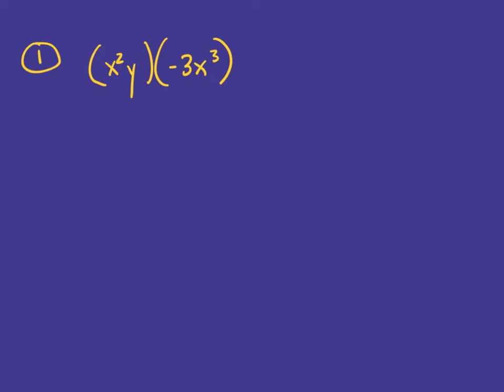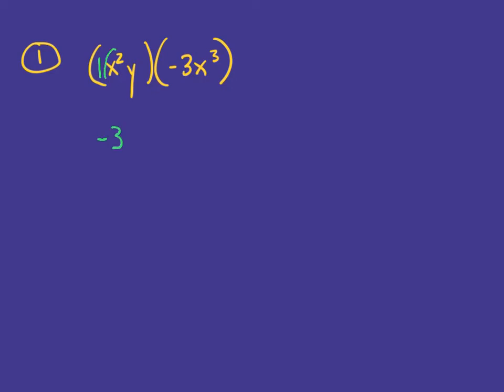Number 1, x squared y times negative 3x cubed. Here we're just multiplying two monomials. So basically what you're going to do is, if there's any numbers out front, you'll multiply them. Here we've got 1 out front, so 1 times negative 3 is just negative 3.